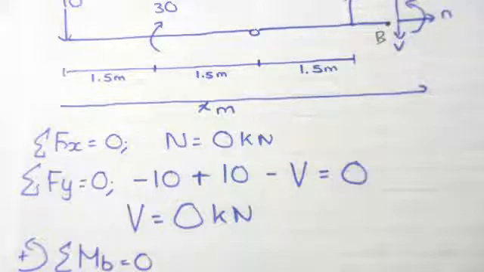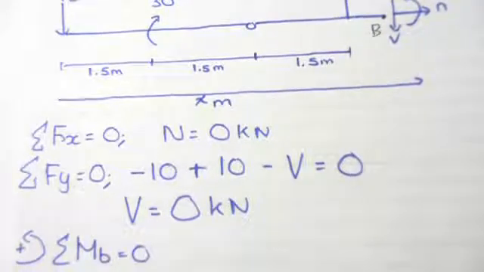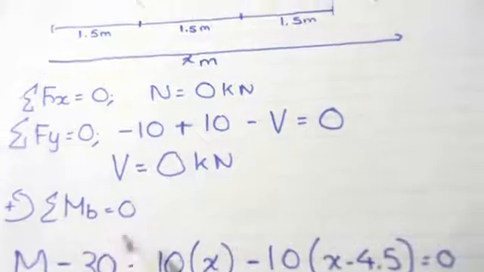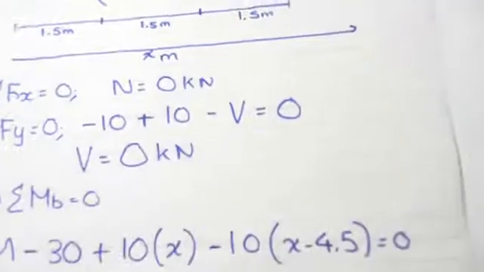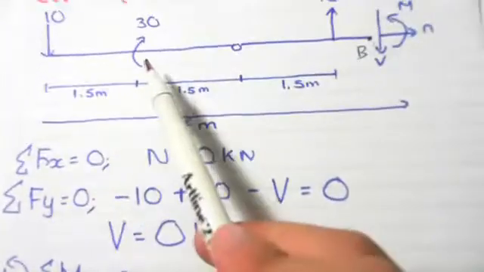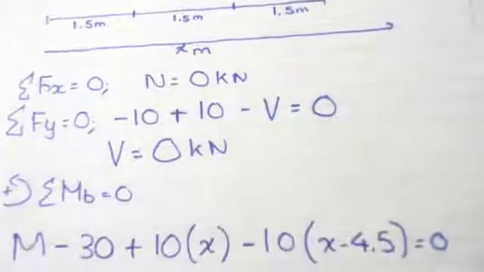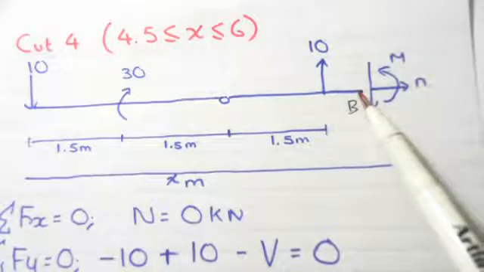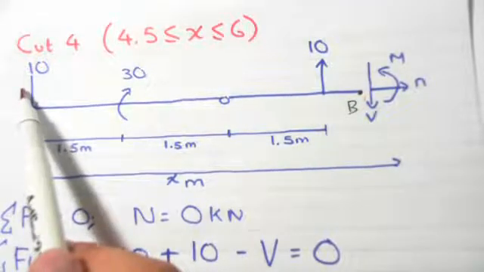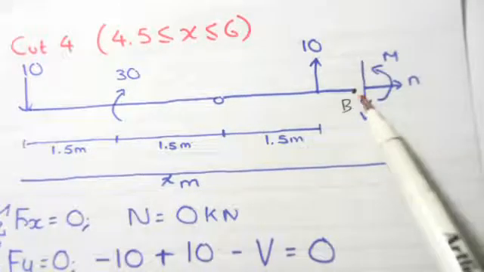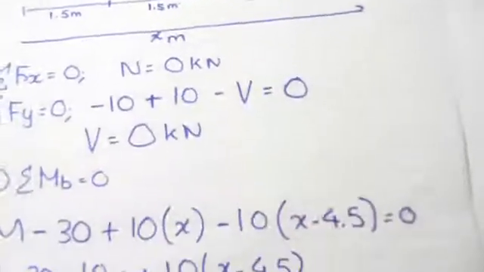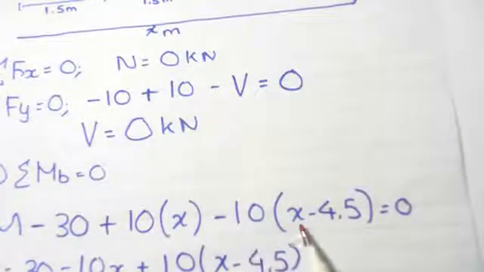Okay, now we find our moment since we've worked out axial and shear already. So the sum of moments about point B is equal to 0. Once again, point B is at the internal actions. So we have M, which is this moment over here, minus 30, which is the clockwise moment over here, plus 10 times X. What is 10 times X? Since this is point B over here, this force, 10, has a lever arm of X about point B, and it's an anti-clockwise moment, so it's positive. Then minus 10 into X minus 4.5.